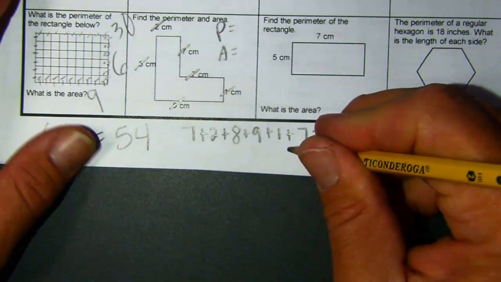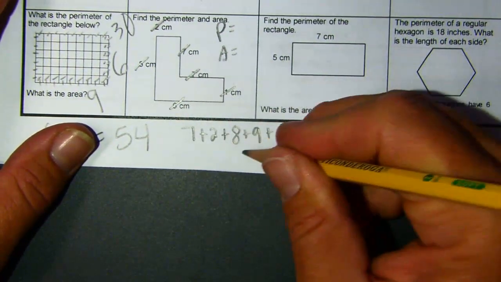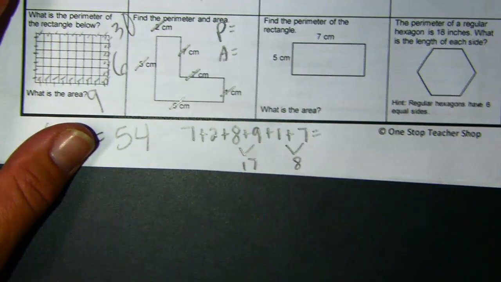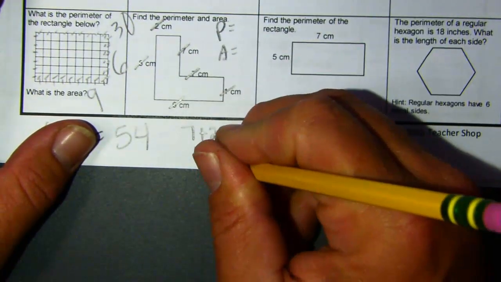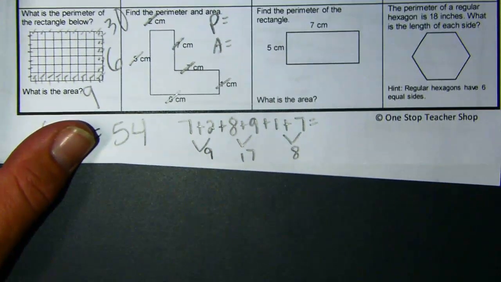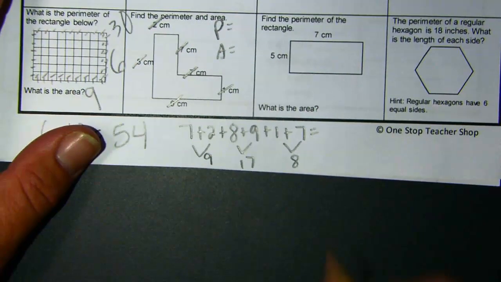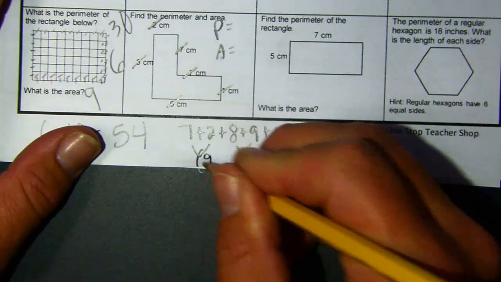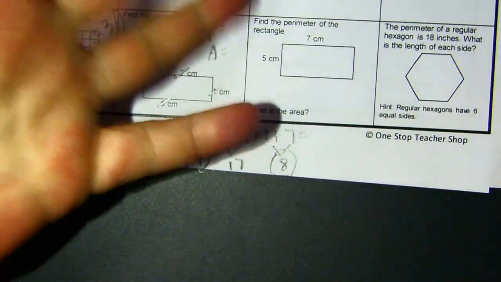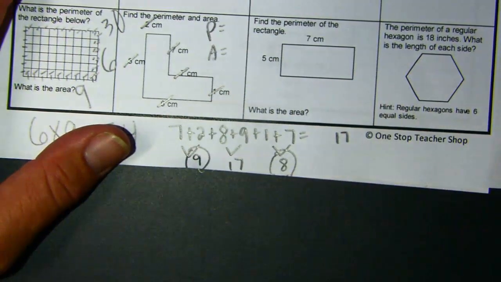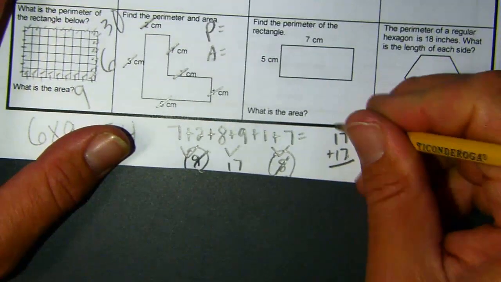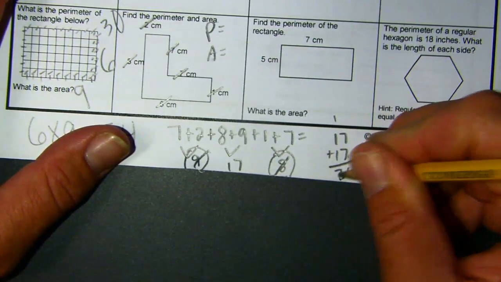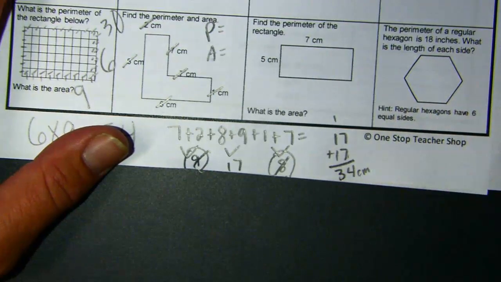You can group 2 at a time. 7 plus 1 is 8. 8 plus 9, 17. Once again, you could use your fingers if you need to. If you don't know what 9 plus 8 is, use your fingers. 7 plus 2 is 9. Now you have 9 plus 17 plus 8. You could do 8 and 9 first. 9 plus 8 is 17. Now you have 17 plus 17. 7 plus 7 is 14. 34 centimeters. That is the perimeter.